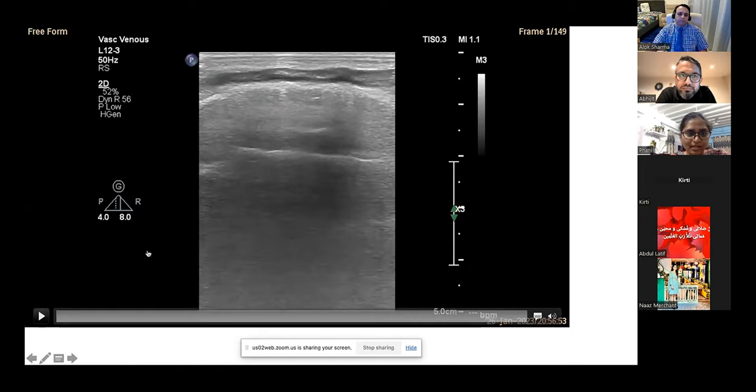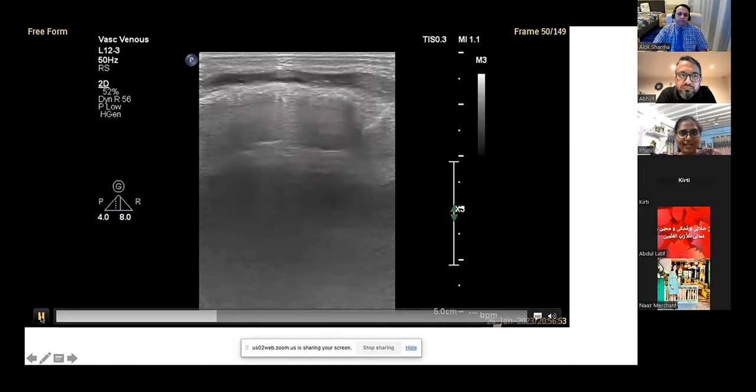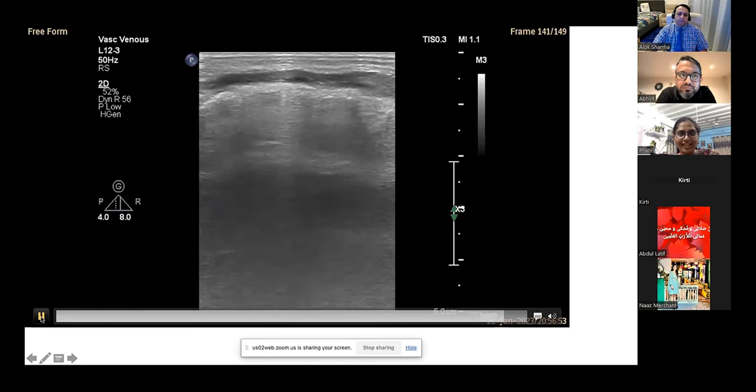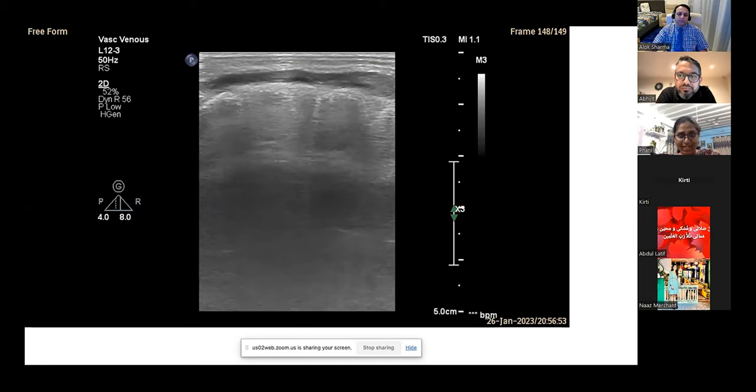And then this is on the back. As you have explained, I had a lot of difficulty in doing the ultrasound on the back. I could not get clear picture. And this is the picture which I could get.